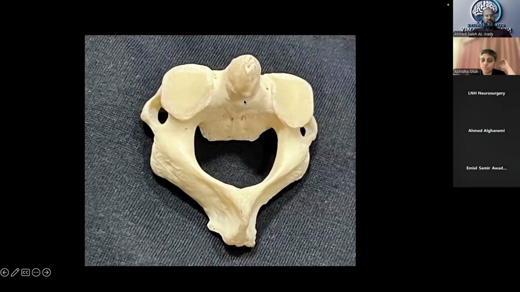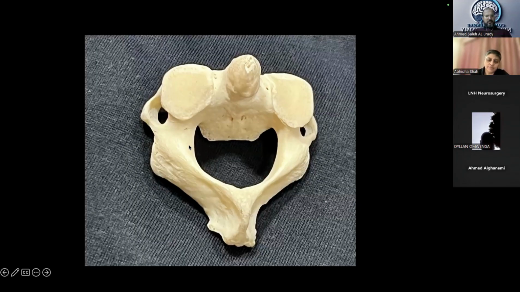This is the C2 bone, which is also another atypical vertebra. Here you see the superior facet of C2, which articulates with the inferior facet of C1. Here you see the foramen transversarium is practically in the superior articular facet of C2. Sometimes there can be a high-riding vertebral artery because of this.